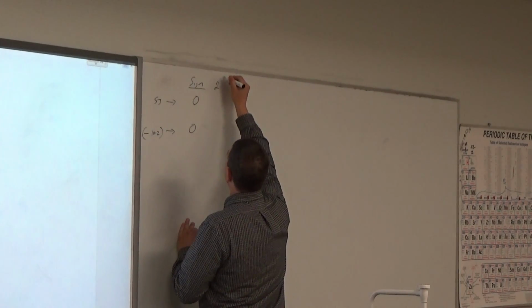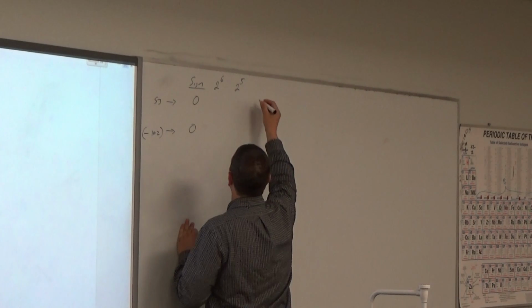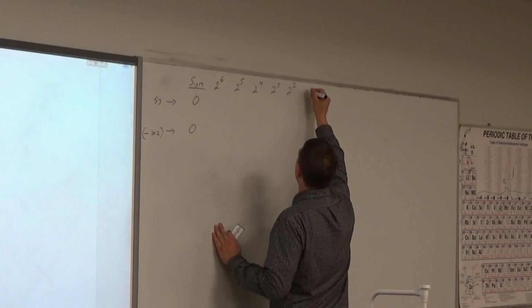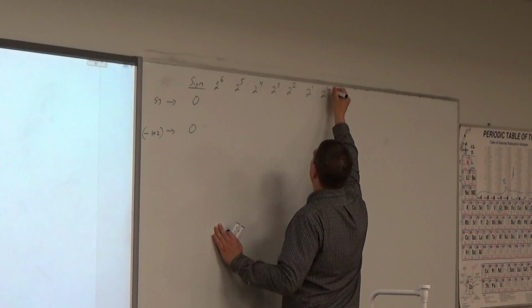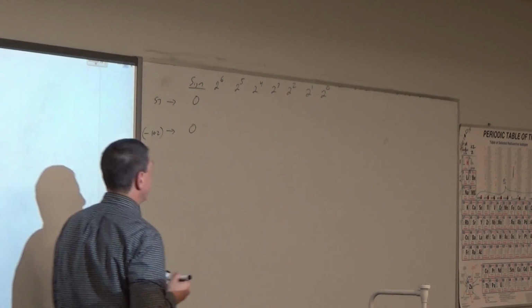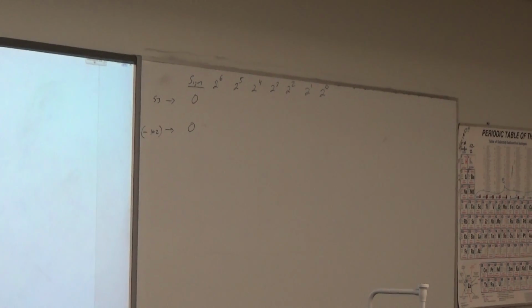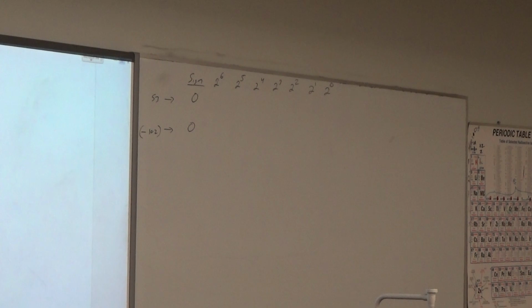And then we have 2 to the 6, 2 to the 5, 2 to the 4, 2 to the 3, 2 to the 2, 2 to the 1, 2 to the 0. I'll give you guys a minute to copy it. No matter what, guys, if you write this on the test, you at least get a point for doing that, without even doing any sort of calculations.